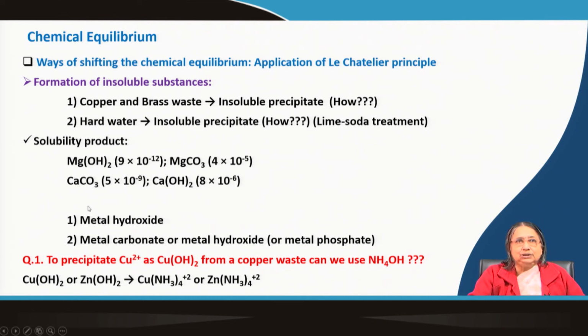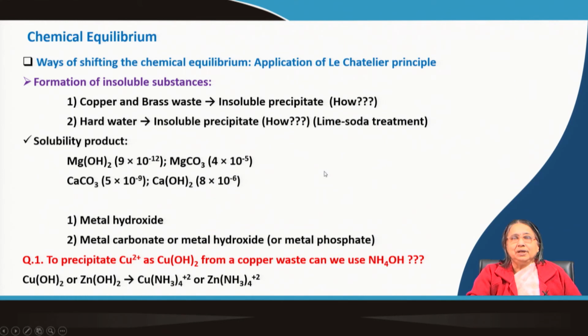But the reverse is true for calcium. Calcium carbonate and calcium hydroxide. If you look into the solubility product values, then you see that calcium carbonate is more insoluble compared to calcium hydroxide. Calcium hydroxide is to some extent soluble. So, in case of calcium removal, we have to think about calcium carbonate precipitate. In case of magnesium, we have to think about magnesium hydroxide as the precipitate for the removal of hardness.